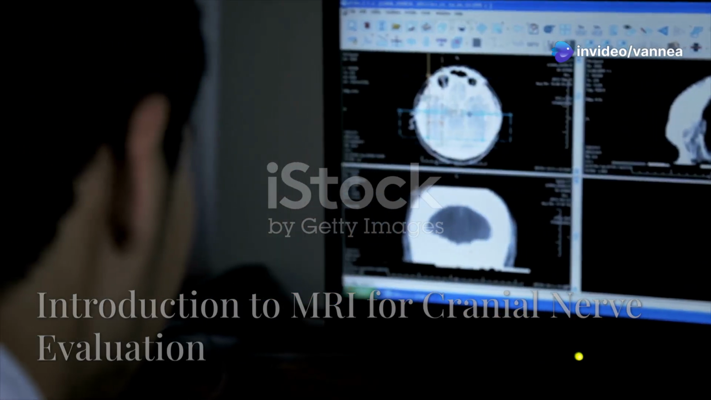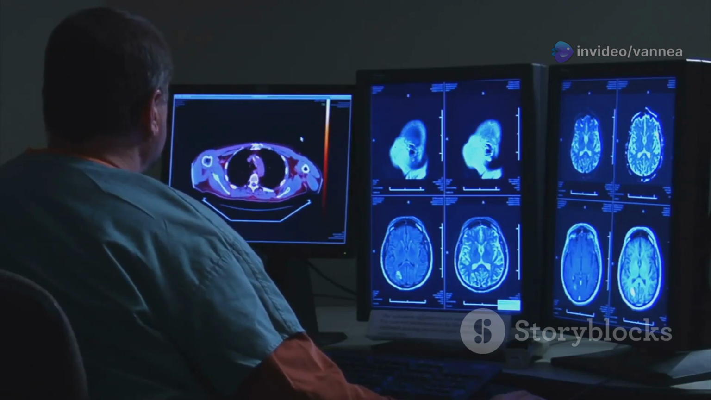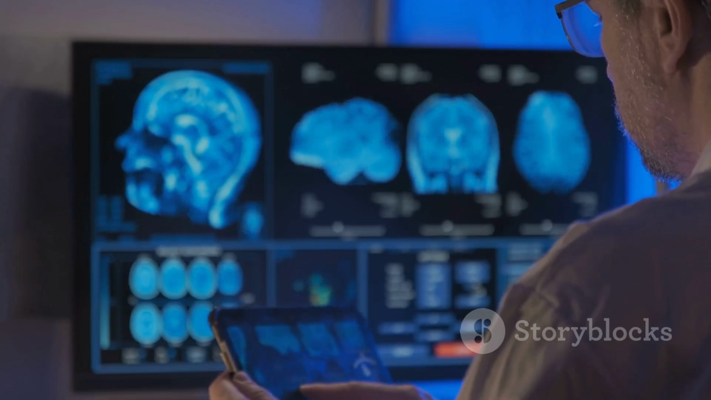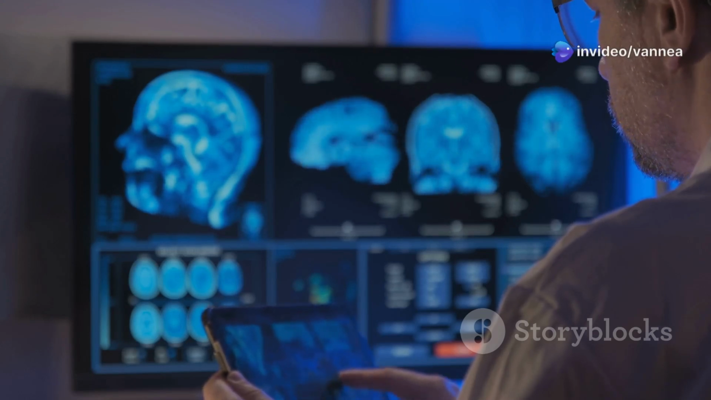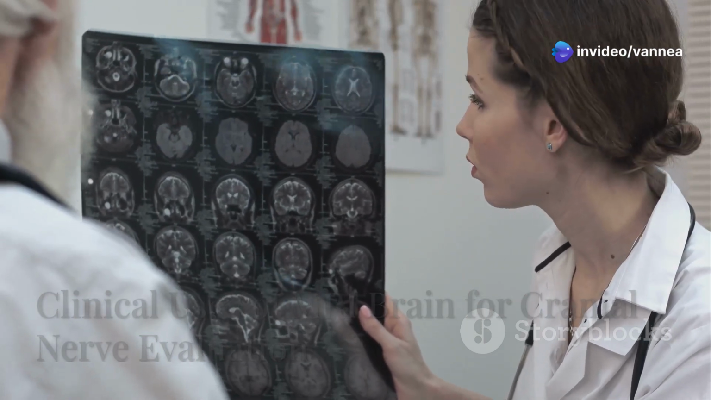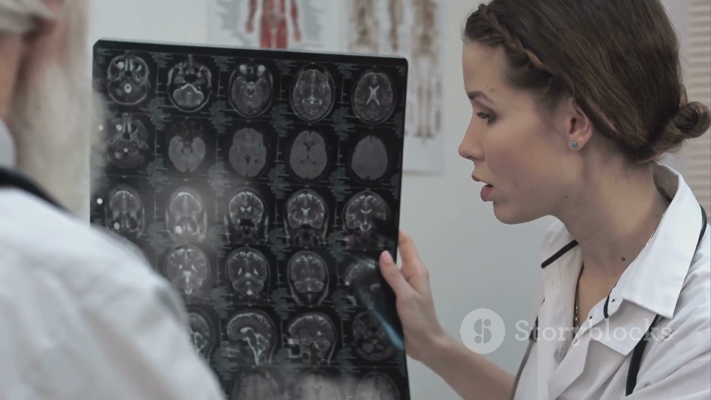MRI of the brain for cranial nerve evaluation is used to assess abnormalities affecting the cranial nerves and their related structures. It provides high-resolution images that help in diagnosing a wide range of neurological and systemic conditions. Clinical uses of MRI brain for cranial nerve evaluation include several important diagnostic applications.